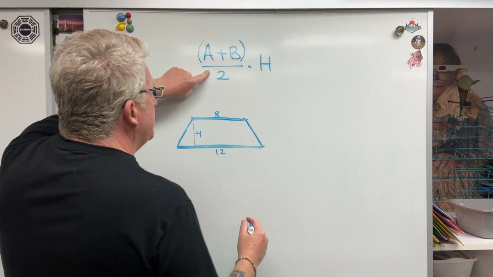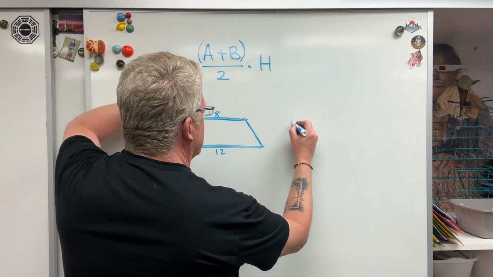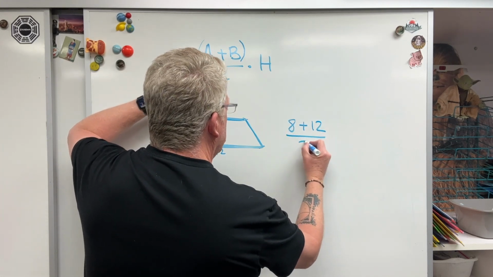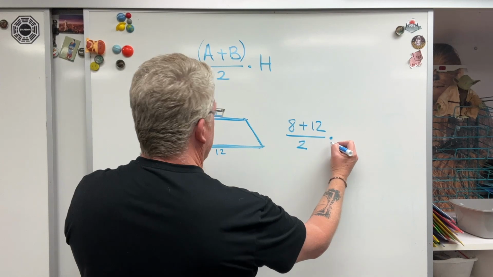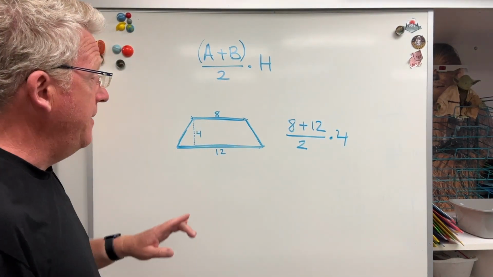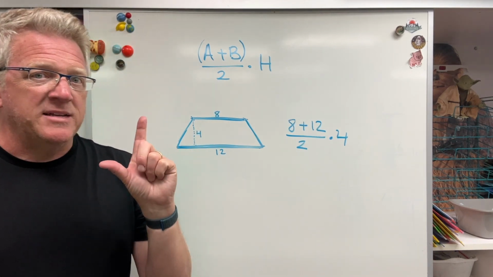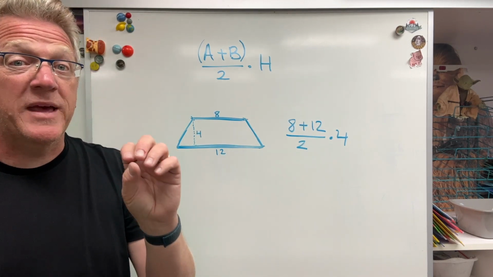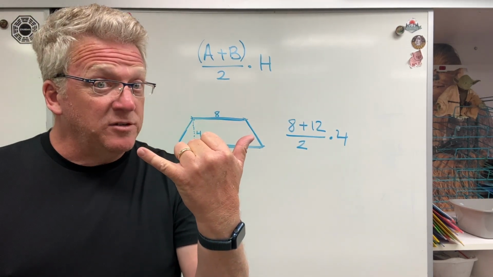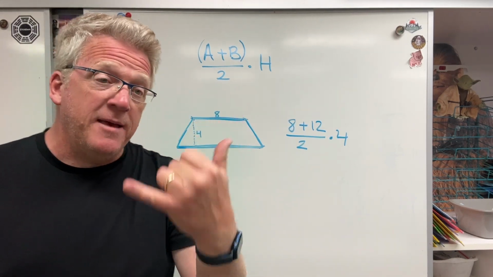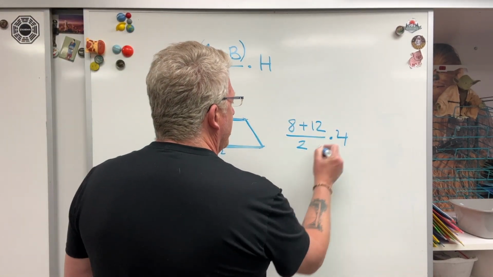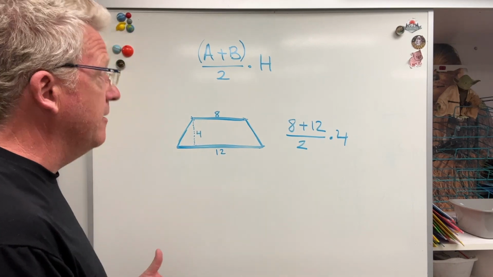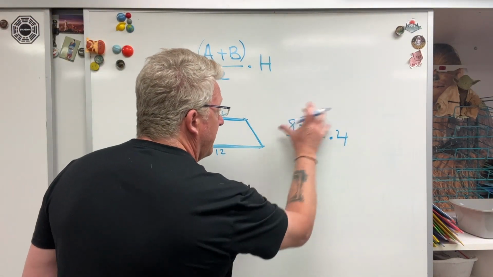So A plus B, let's just fill it all in. A plus B, that's going to be 8 plus 12 over 2 times height, 4. Now remember, and this is not going to be on the quiz, the commutative property of multiplication says that 6 times 2 is the same thing as 2 times 6. A times B is the same thing as B times A. So we can do this part of it first and then multiply times 4, or we could do the whole thing and divide that by 2. Doesn't matter.